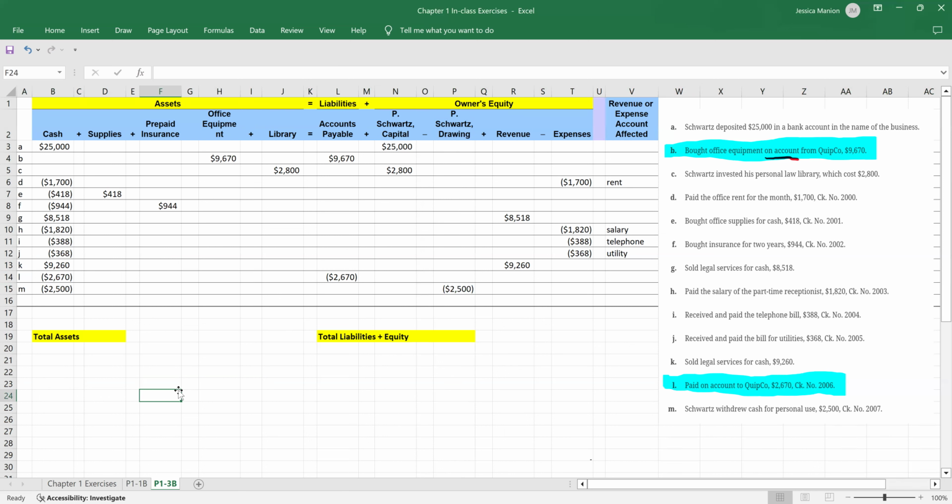Okay, now we've got each row filled out, all transactions A through M. And so just like we've seen in class together, the next step is to total up each column. And so I'll do this a couple times for us to remind us what this formula looks like. And so let me blow this up a little bit here.